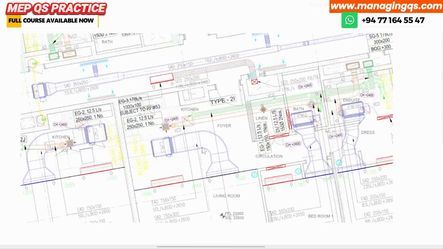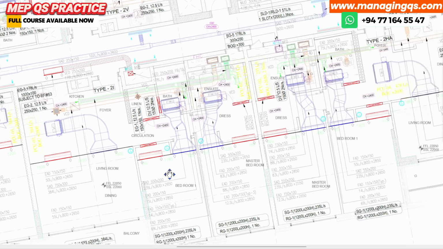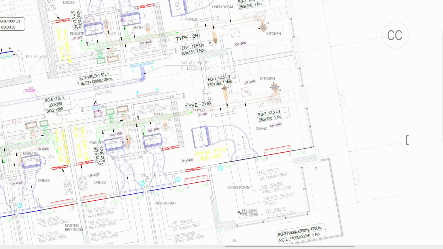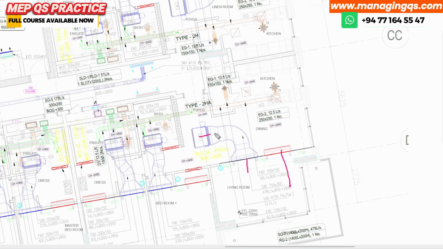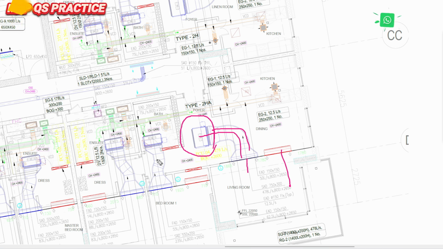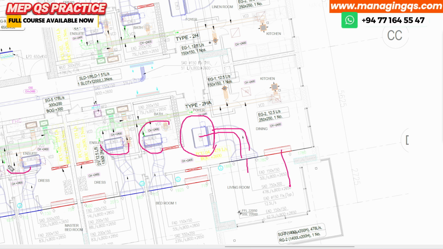The same concept you can see in the entire room. Here there's a return grill and a supply grill. The simple mechanism is that the supply air duct is directly connected with this fan coil unit. The same concept you can see in the entire room of the apartment.